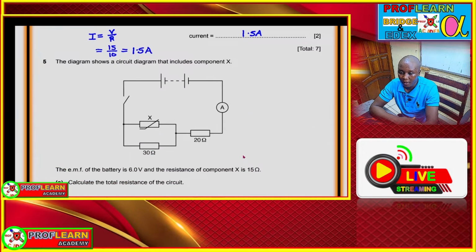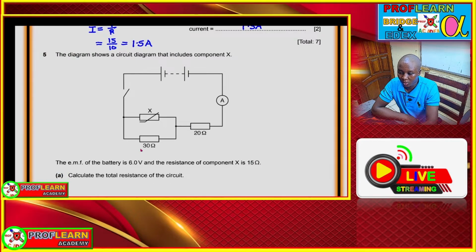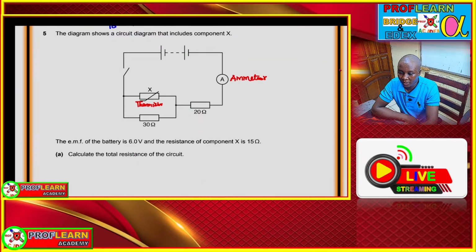We also have question number 5 on electrical circuits and how to work out the total resistance. This is the ammeter, this is the thermistor, and then we have fixed resistors there, which are 15 ohms and 30 ohms. So we are going to work out the total resistance of the circuit, but we have two connections which are parallel and one combination in series. So we are going to have the total for the parallel connection plus the series one.